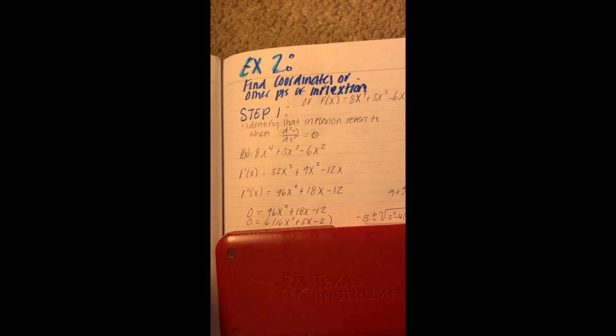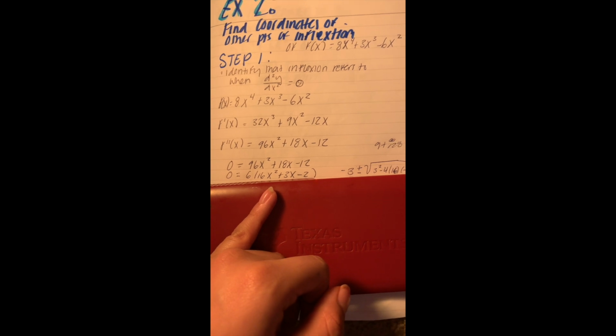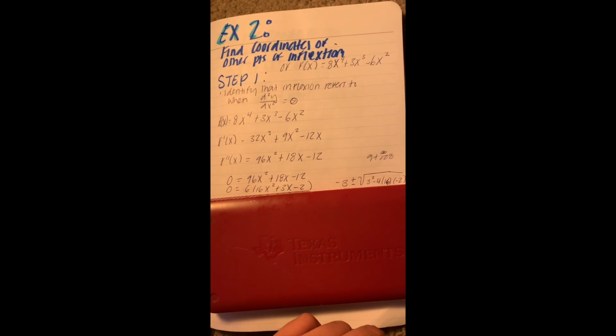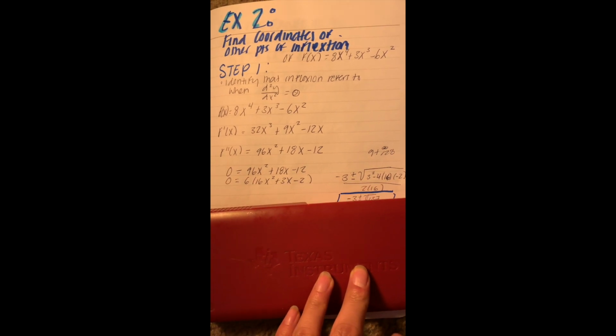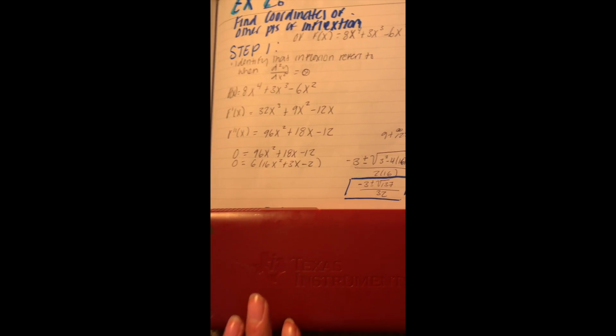And so once you do that, you just set the second derivative equal to 0 as we did down here. It's going to be a quadratic, but the quadratic isn't going to be able to be factorable, so you have to use the quadratic formula. And once you use the quadratic formula, you get that it could either be negative 3 plus the square root of 137 over 32, or negative 3 minus the square root of 137 over 32.